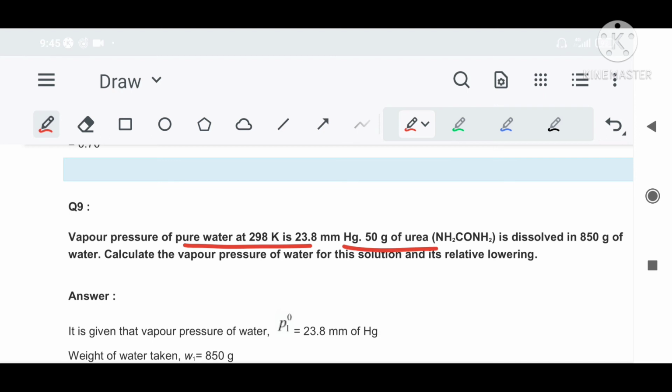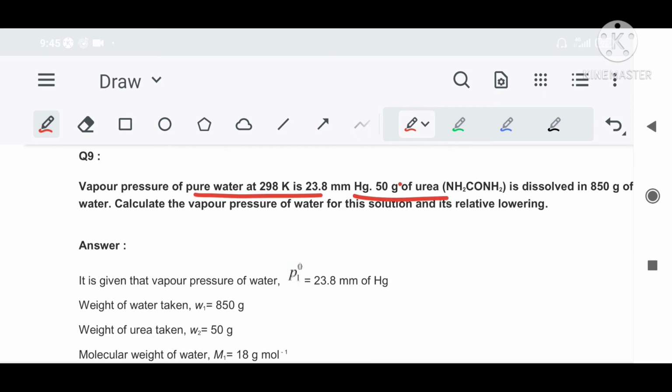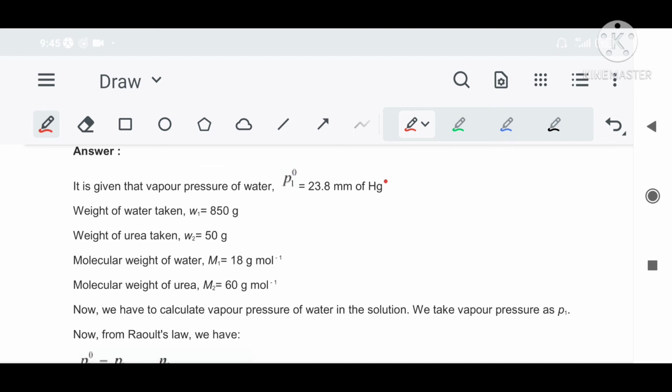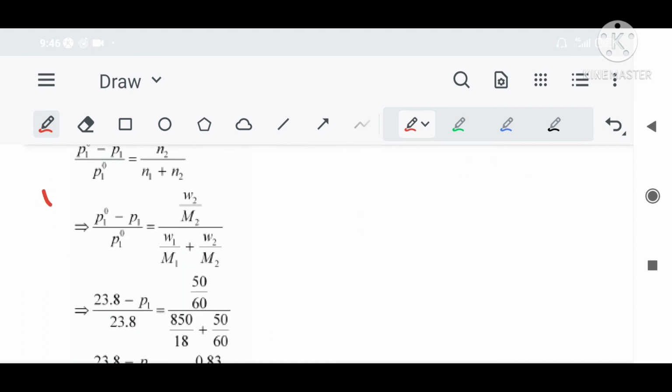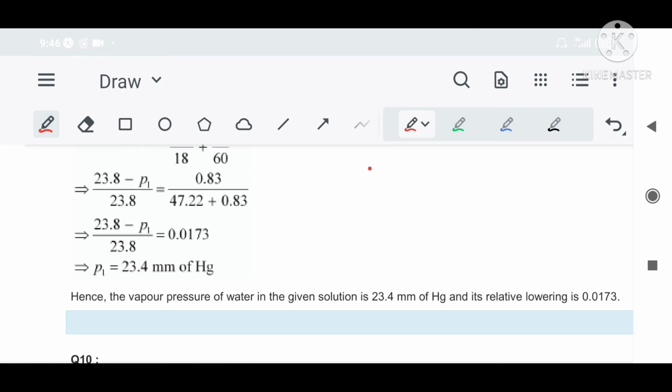Vapor pressure of pure water at 298 K is 23.8 mm Hg. 50 gram of urea is dissolved in 850 gram of water. Calculate the vapor pressure of water for this solution and its relative lowering. So P1 naught is 23.8, the weight of water taken, the weight of urea, and the molecular weights are also given. So by using this formula we can find it out.